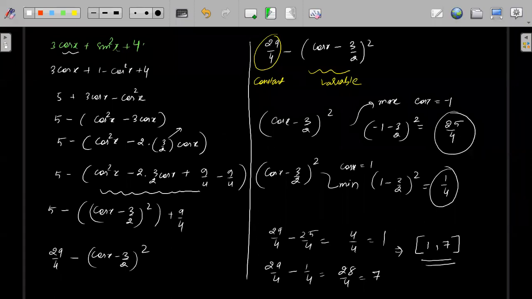See, in a perfect square, if I am finding a minus b whole square, we will always get a square. Sorry, let me write using a different color. So a minus b whole square will be a square plus b square minus 2ab. So always I have to use plus 9 by 4, not minus 9 by 4. Understood? Yes, okay, fine.